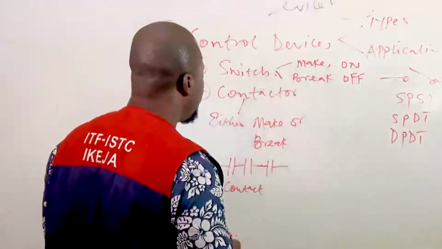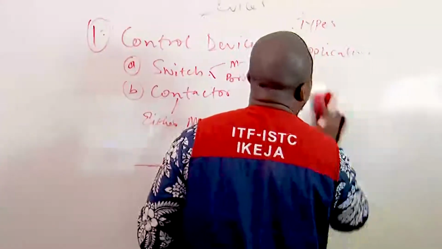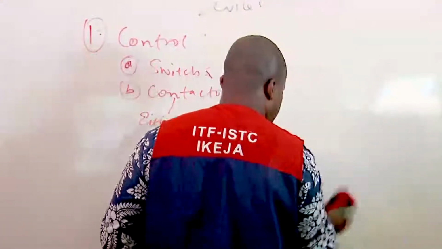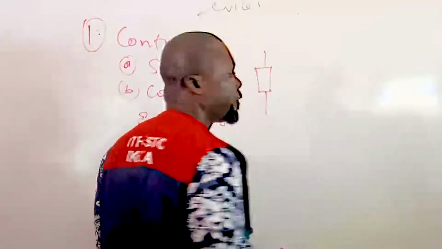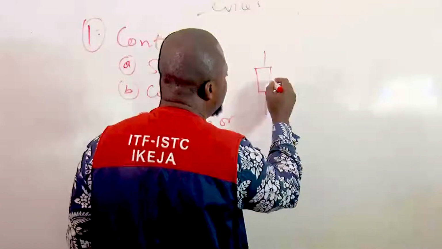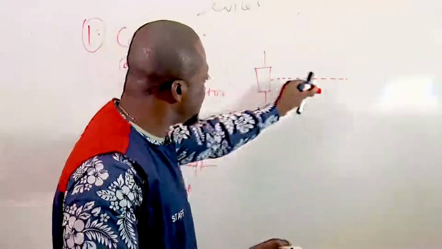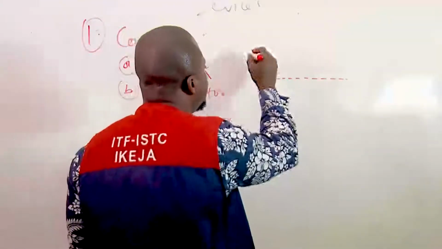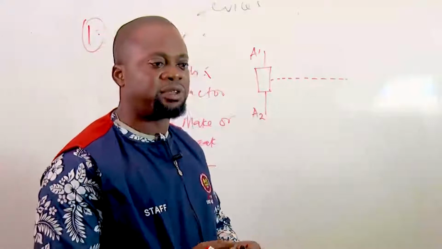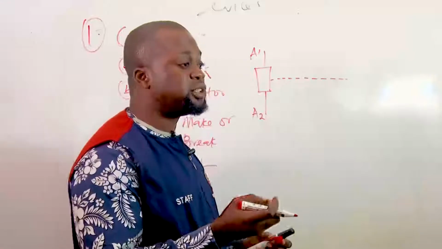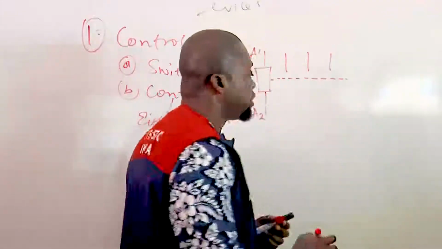So basically, you see a contactor as equipment or a component that simply has a coil. The coil here is referred to as what? A1, A2. Like I said, we can have different contacts. Basically the major is the 4 contacts. The 4 contacts here you have are the main contacts.